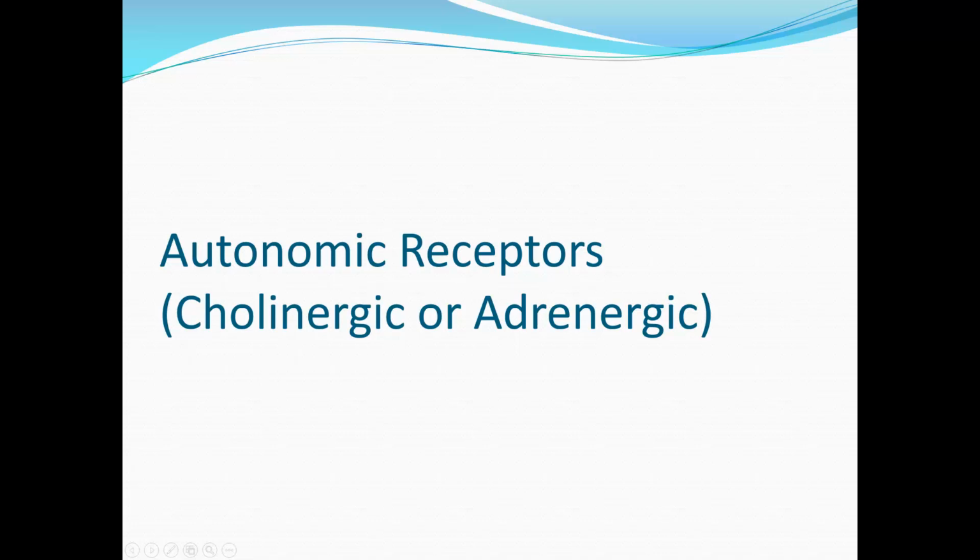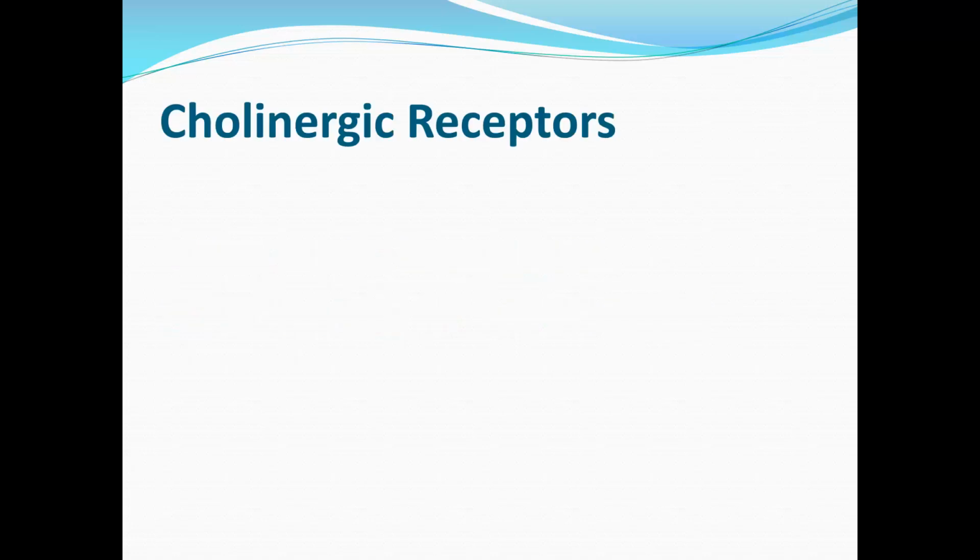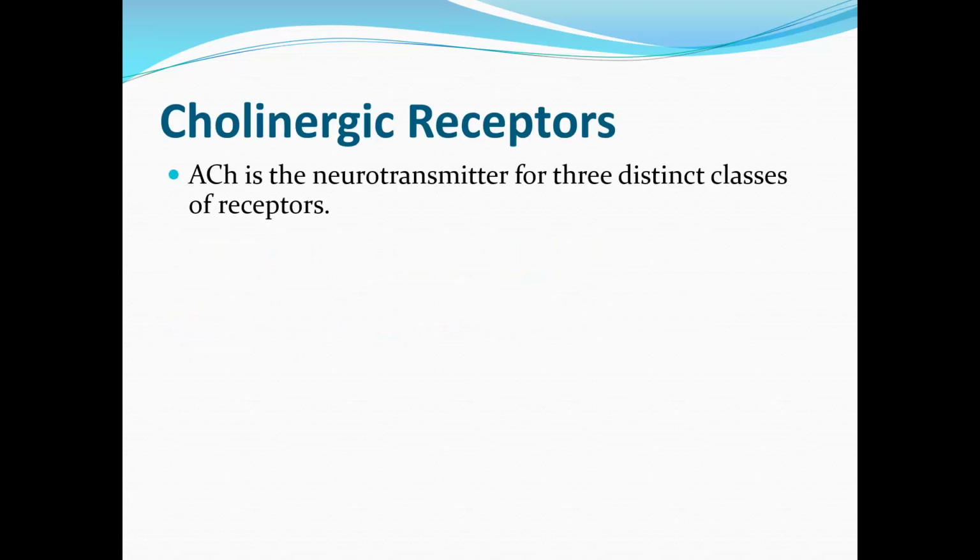So the next section we're going to talk about the two subtypes of autonomic receptors based on what they're activated with. Cholinergics are the ones with acetylcholine and adrenergics with adrenaline. So let's start with the cholinergic receptor. Acetylcholine is the neurotransmitter for this type of receptor, and there are three distinct classes of these receptors that we talk about.